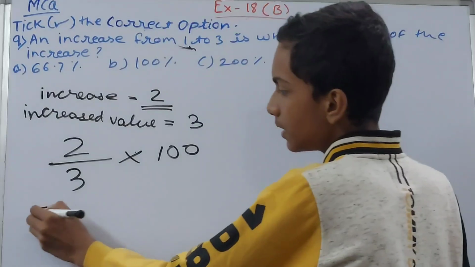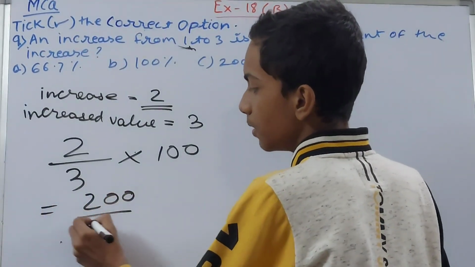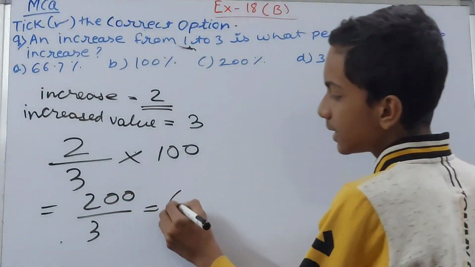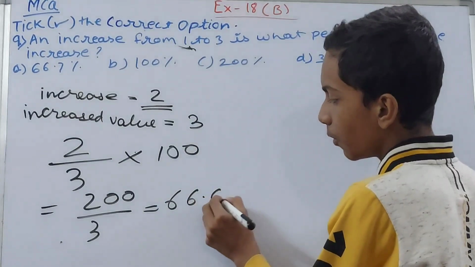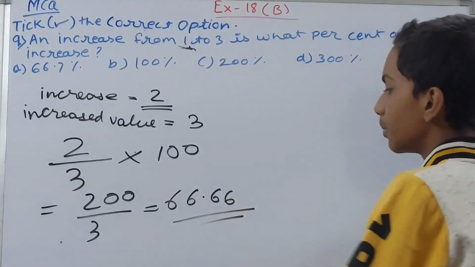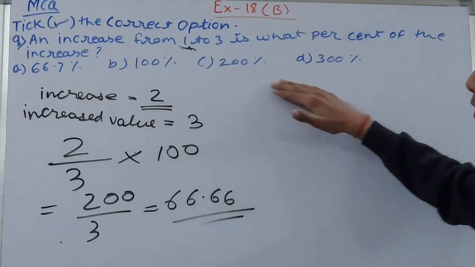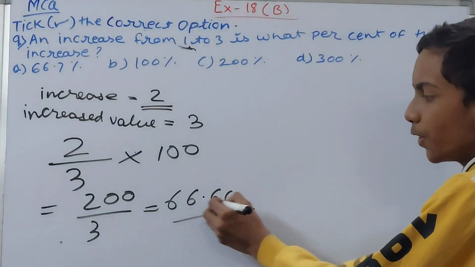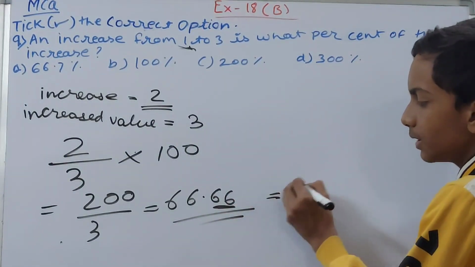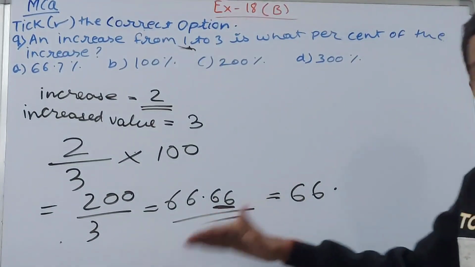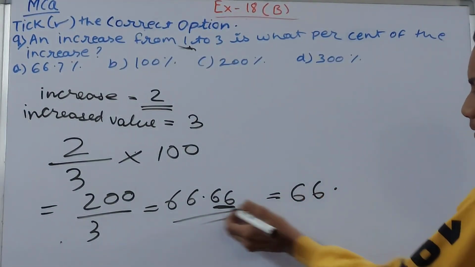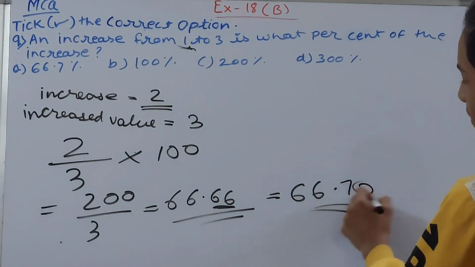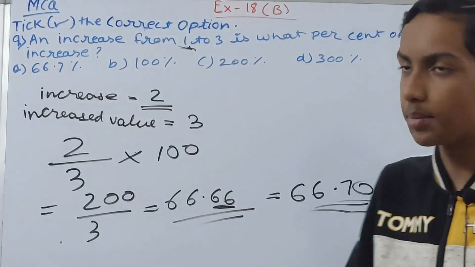Now let's solve this. So you get 200 upon 3, which becomes 66.66, fine. This becomes your answer. Now you see here in the options we don't have it, but we have 66.7%, right? So we will round this off to the nearest tenth. So 6 is there, so add 1 to 6, so 7, and the rest becomes 0. So 66.70 or 66.7, that's the same thing, fine.